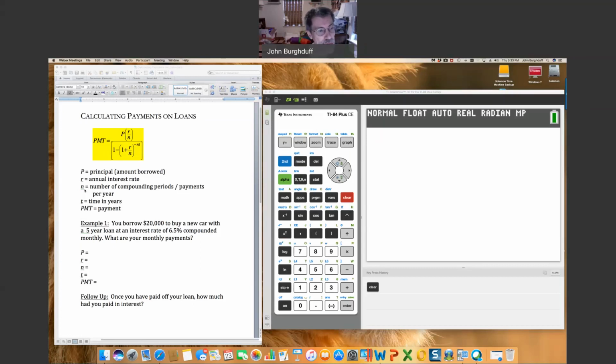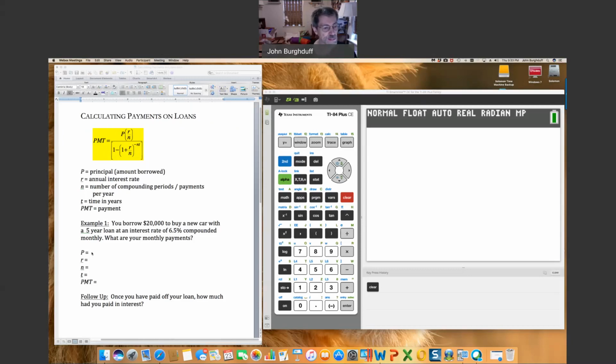And I'm going to show you how to use your TI-84 graphing calculator to do this calculation all at one time. So here's a simple example. You borrowed $20,000 to buy a new car with a 5-year loan at an annual interest rate of 6.5% compounded monthly. What are your monthly payments?